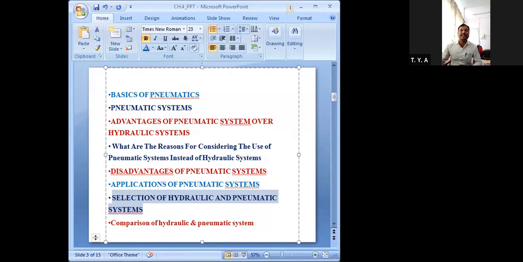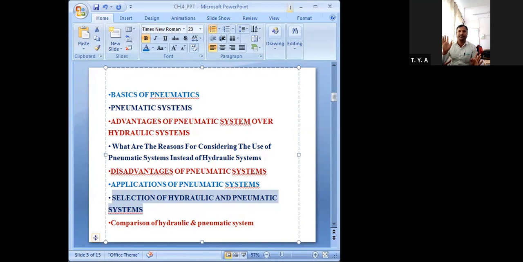Now, which are those guidelines, I will tell you. The first guideline is that if the application requires a very high pressure or an extensively accurate feed, then the oil hydraulic system can be used. See, if the application requires a very high pressure or an extremely accurate feed, that time the oil hydraulic system can be used.